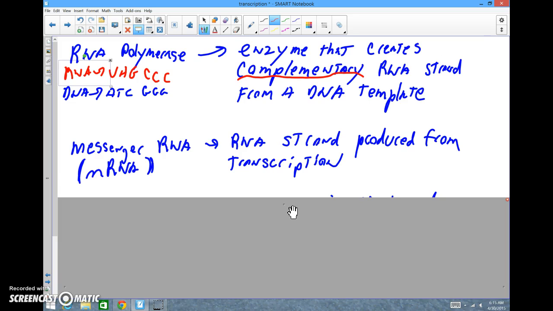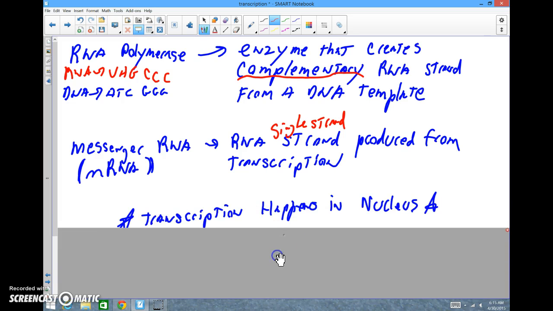Now, this process that we're talking about creates a specific type of RNA. There's actually 3 types of RNA, and we'll talk about the next 2 in the next presentation. The type of RNA that is created by RNA polymerase is known as messenger RNA, or mRNA. It's a single strand of RNA that is produced by transcription. So RNA polymerase makes that complementary strand of RNA from our DNA template, and that complementary strand of RNA is known as messenger RNA.